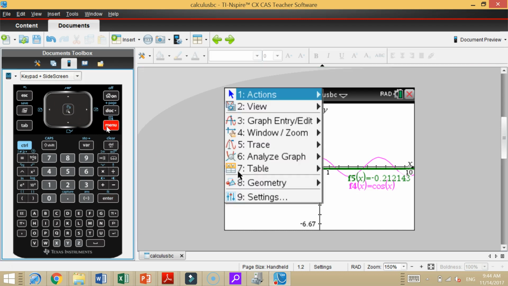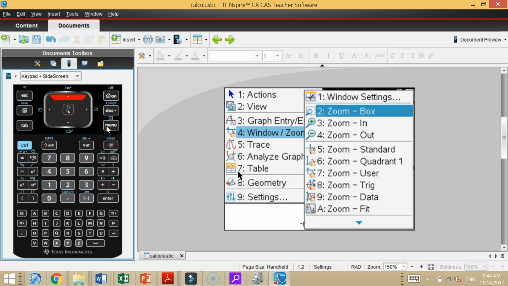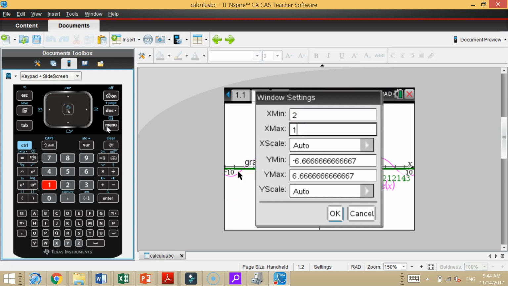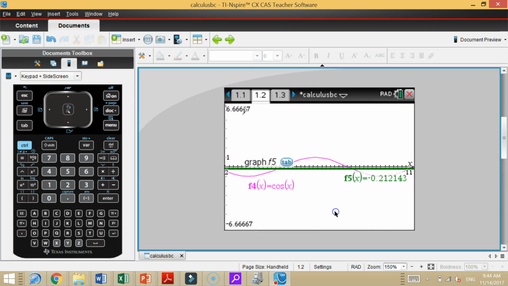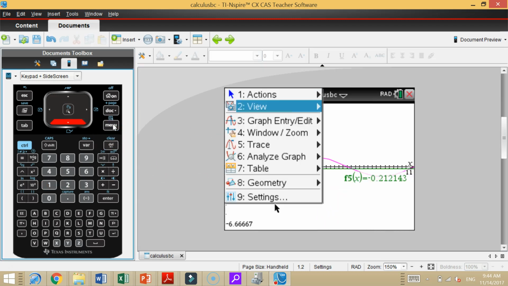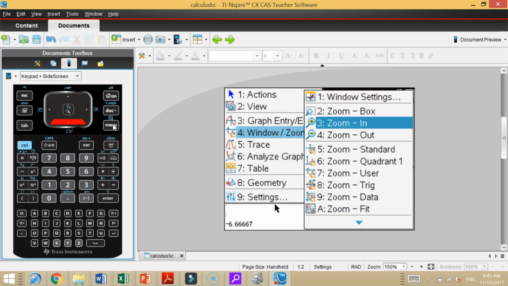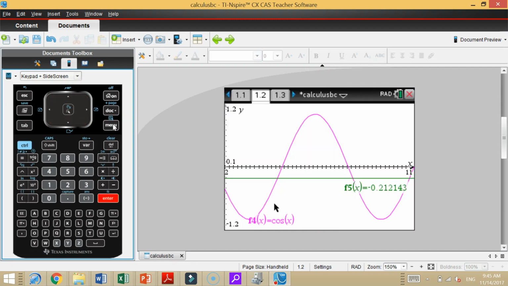So I'm going to go to Menu, Window Settings, change from 2 to 11. And now I'm going to do zoom fit. So I'm going to Menu, zoom fit. Remember, you have to change your x's before you do that. So now we have a great picture from 2 to 11. Looks like there's 1, 2, 3 places it happens.